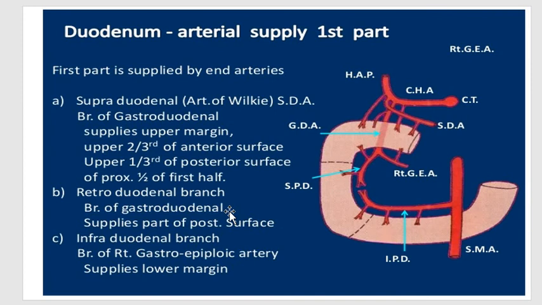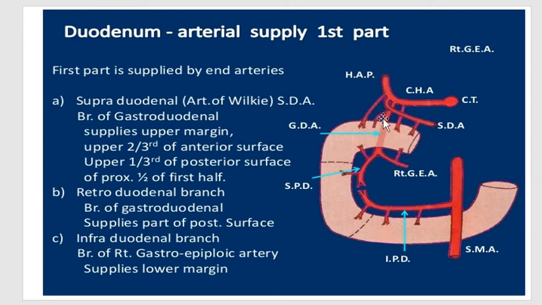Now the only exceptional part is the first part. The first part of duodenum receives additional supply. So basically the first part also receives additional supply from where? It is supplied by end arteries coming out from the supraduodenal artery. One artery is called the supraduodenal artery.